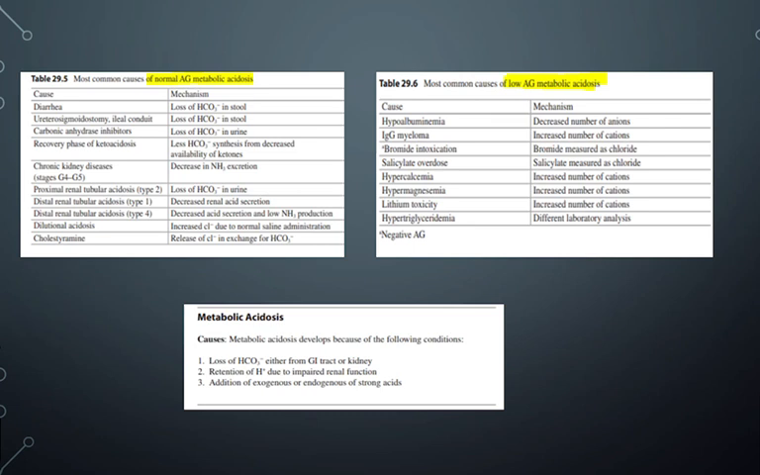In general, metabolic acidosis is due to three causes. One is loss of bicarbonate, either from the gastrointestinal tract or the kidney, which will lead to a normal anion gap metabolic acidosis. Second is retention of hydrogen ion due to impaired renal function, a classical example being chronic kidney disease. Then there is addition of exogenous or endogenous strong acid.